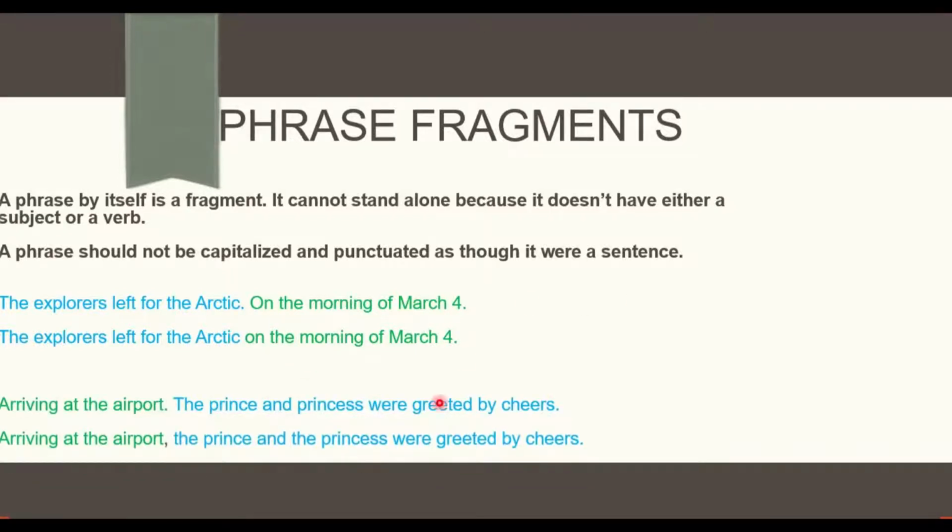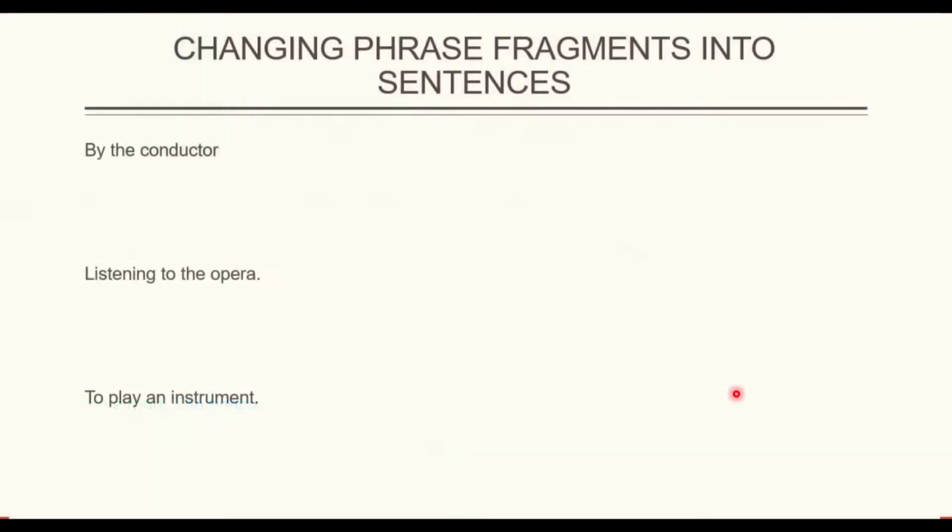We have another example here, which is: arriving at the airport. The prince and the princess were greeted by cheers. Now, the best way to do this is to gather these two elements. Arriving at the airport is a phrase, so if I'm going to use it at the beginning of the sentence, I need to write a comma and say: arriving at the airport, the prince and the princess were greeted by cheers. This is the best way.